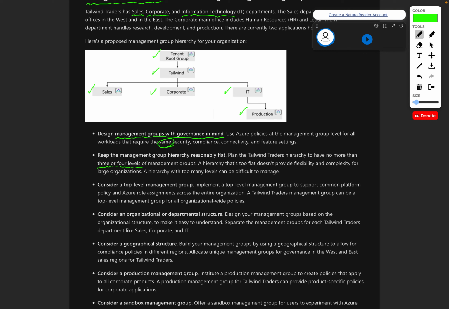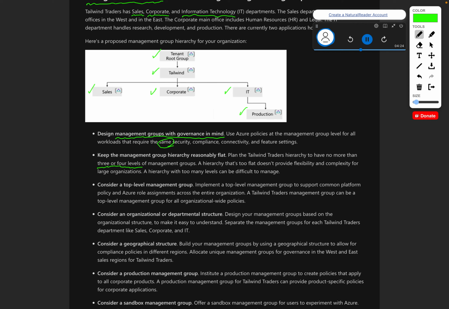Previously it has been mentioned that management groups can be nested up to 6 levels deep. However, it is now recommending to stick with 3 or 4 levels of depth when it comes to management groups. It is essentially recommending that keeping the hierarchy as flat as possible is beneficial at the end of the day in terms of management and monitoring.